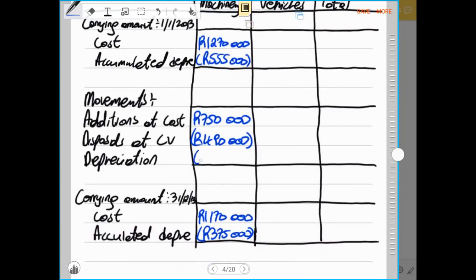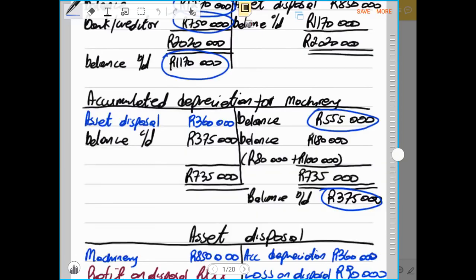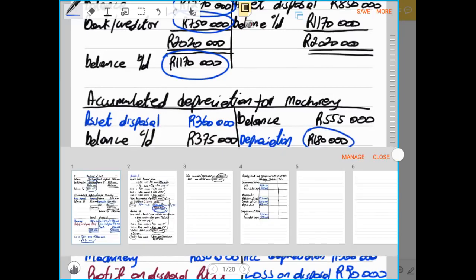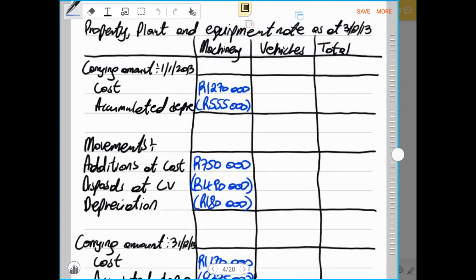Then after we record depreciation, and also depreciation must be negative. Remember now, depreciation will be under the ledger account called accumulated depreciation. We take that depreciation for the current year of 180,000. I don't know why I said balance here. It must have just been a mistake. This will be depreciation, not balance. If you have seen it before, thank you. That shows that at least you are focusing. Now we have that depreciation of 180,000 that we recognize in this PPE note. So now with regard to the machinery, we are done.